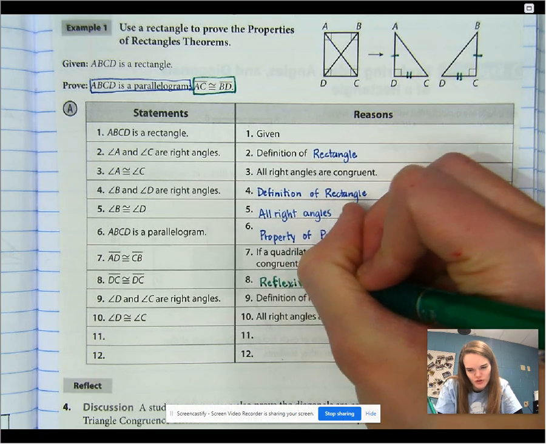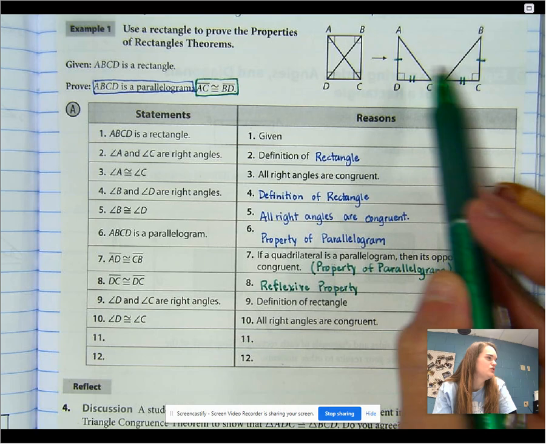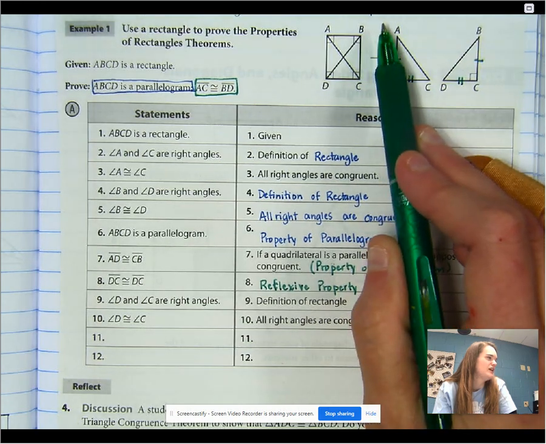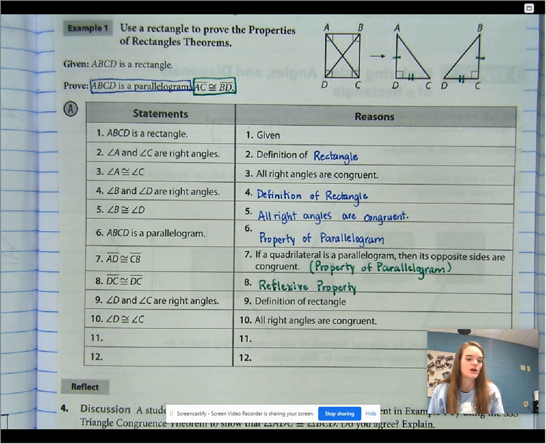Now, just for you to understand where they are going in this proof, we are going to end up proving that these two triangles are congruent in order to say that their corresponding parts, AC and BD, are congruent. That's why you have triangles. You are going to use these triangle proofs all the time. That's why we learned them when we learned them.